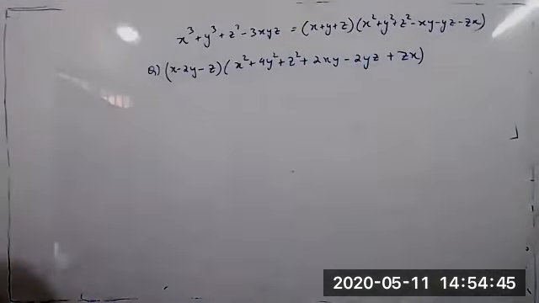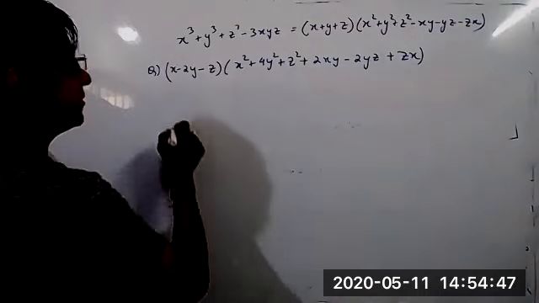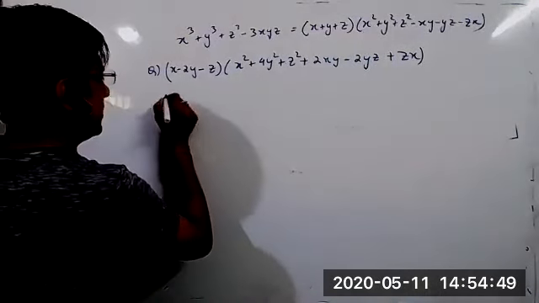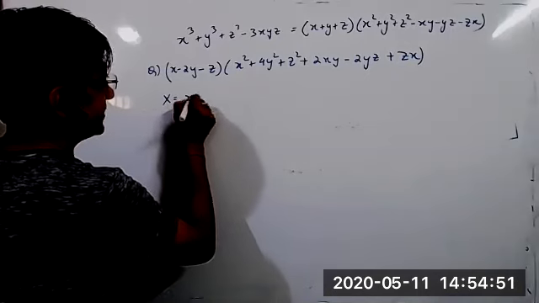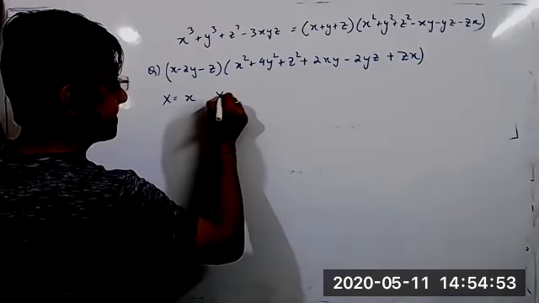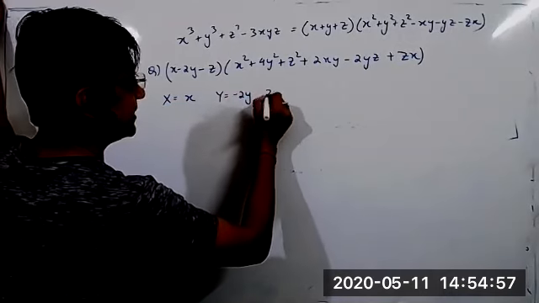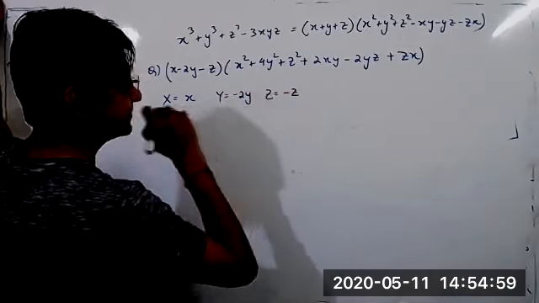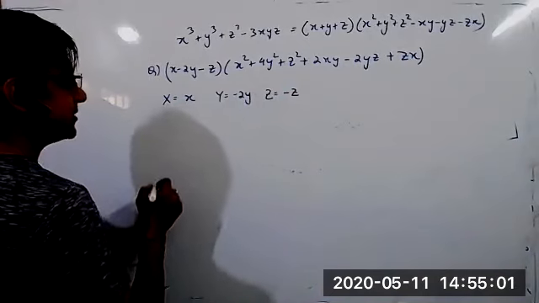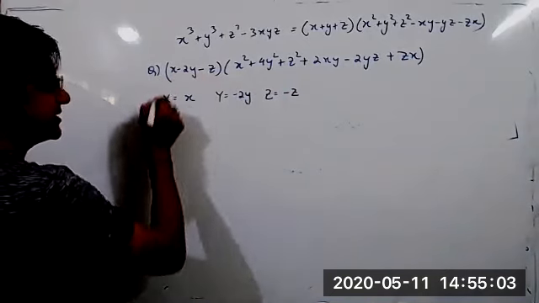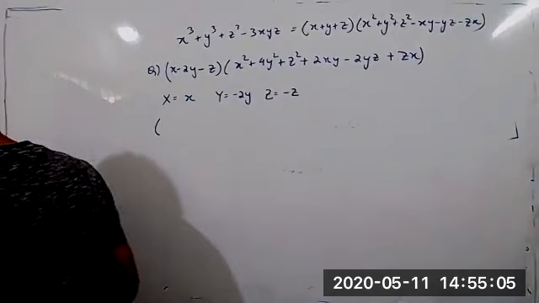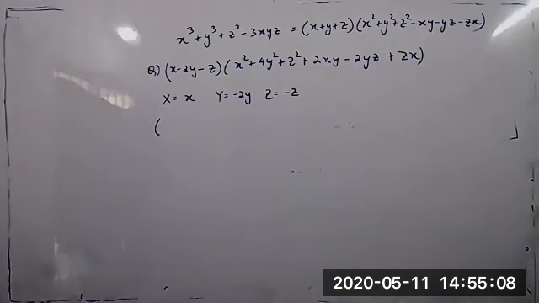So here we can write x as this x, y as minus 2y, z as minus z. Okay, so we can rewrite this.